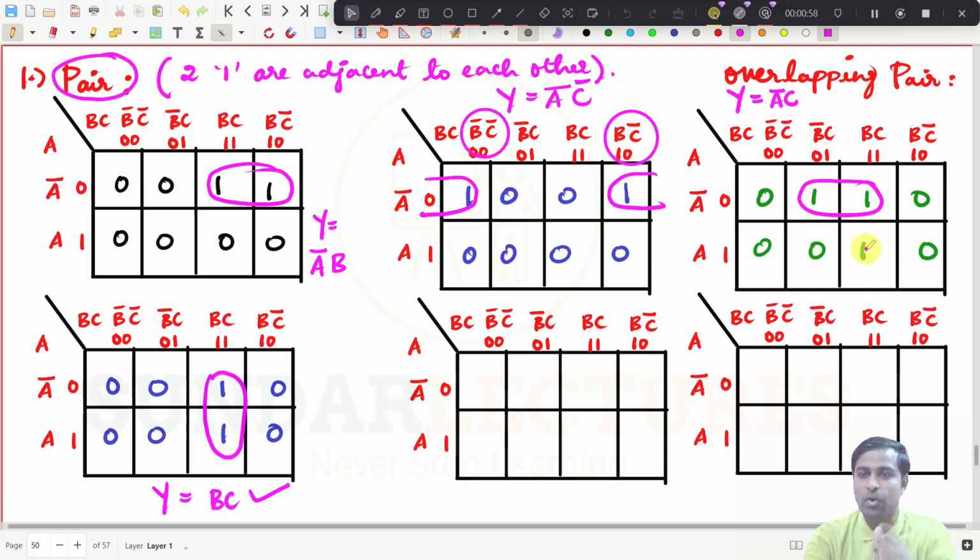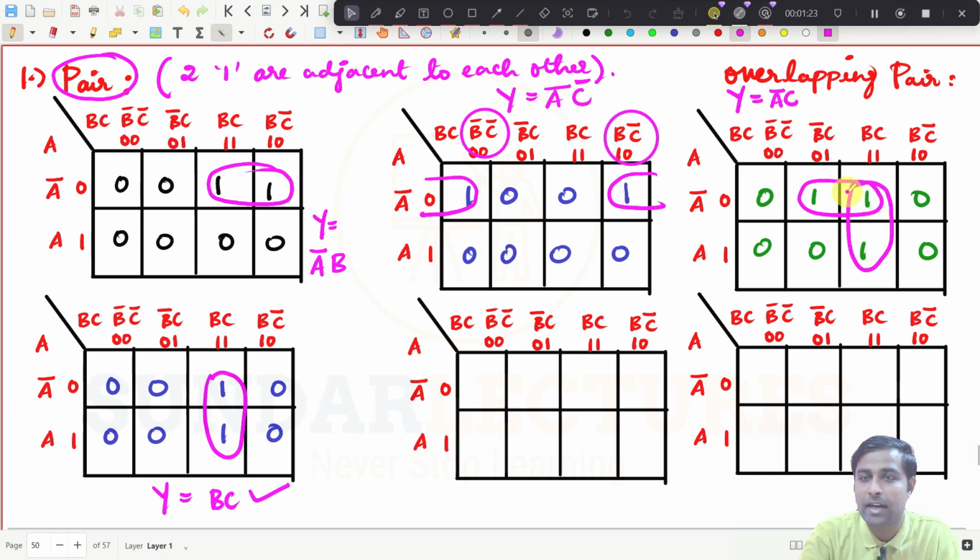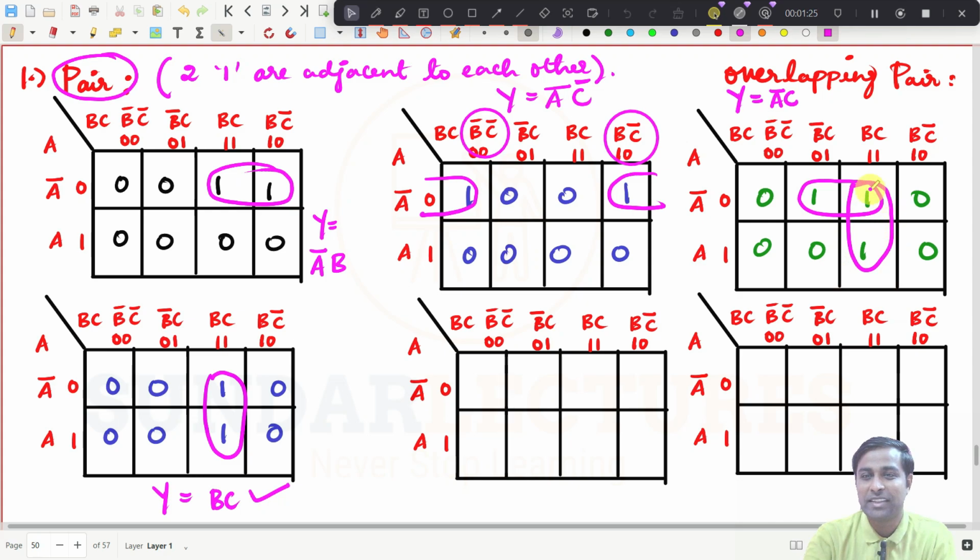But there is another one available here. Do I need to take this as a separate one? No. If there is a possibility of a pair, then you have to go for that pair. So I can take these two ones as another pair. Try to understand. This one is now an overlapping one: overlapping pairs. This one comes in this pair as well as in this pair. If there is a possibility of a pair, then go for that pair. That is my idea, right?